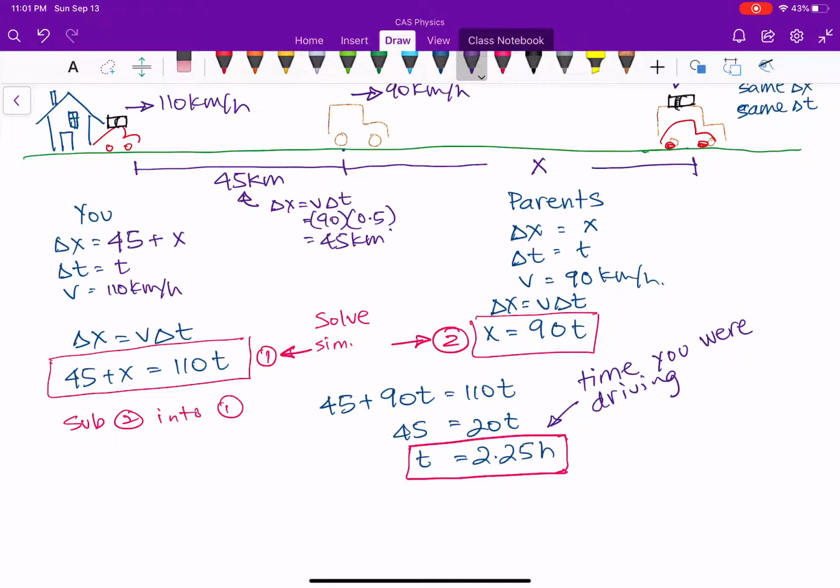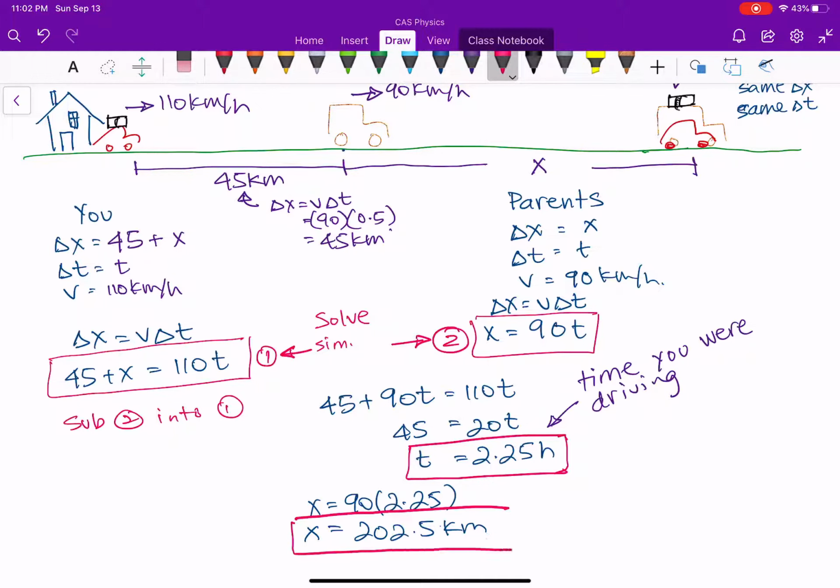Then you can take this time and substitute it into this, back into equation 2, for example. And then you can see that, let's see. So x equals 90 times 2.25. So that equals 202.5. So x equals 202.5. And what am I solving? This is in kilometers. What am I solving here? What am I saying here?